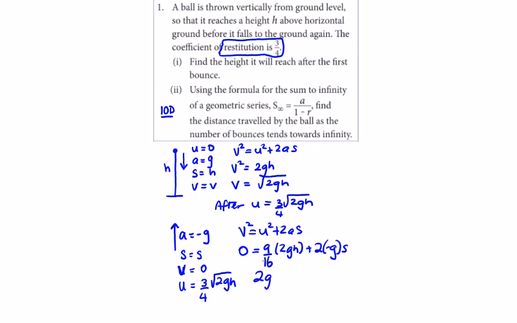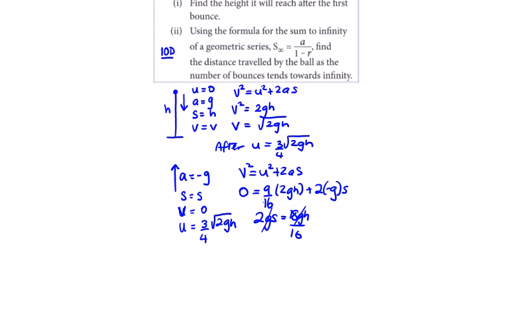So we can say that 2gs is equal to 18gh over 16. Dividing across by g and dividing across by 2, we're going to get s is equal to 18h over 32, which dividing both by 2, we get 9h over 16. So the distance traveled is 9/16 of the previous h.